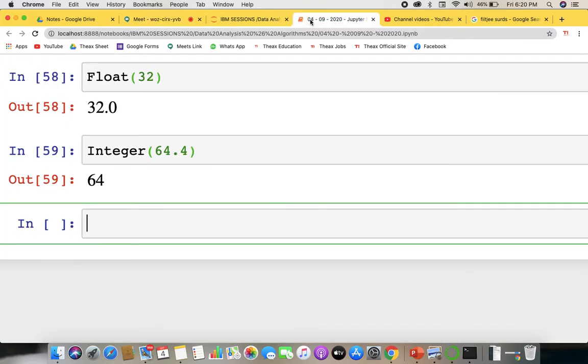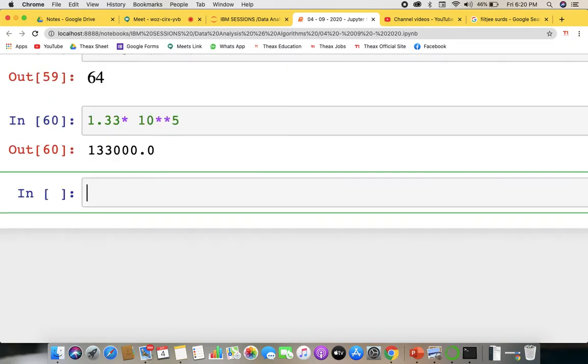So that is scientific notation, right? If I say 1.33 multiplied by 10 to the power of 5, if this is my equation, that is 133,000.0. Now, if I want to express this in scientific notation, what should I write?